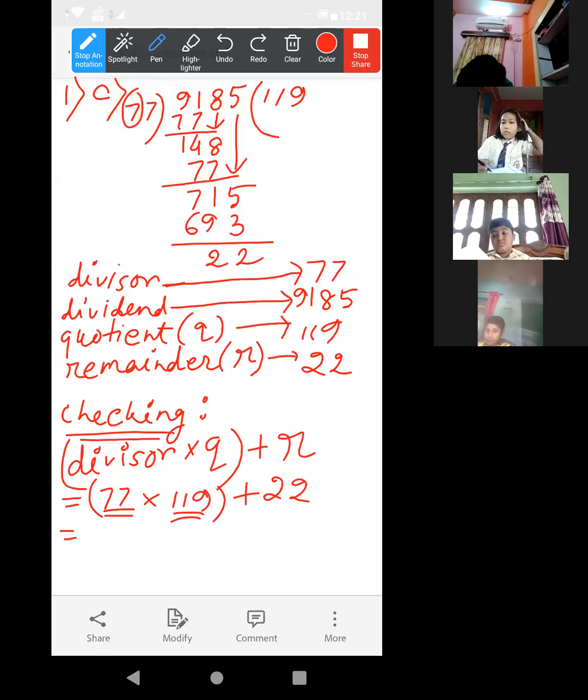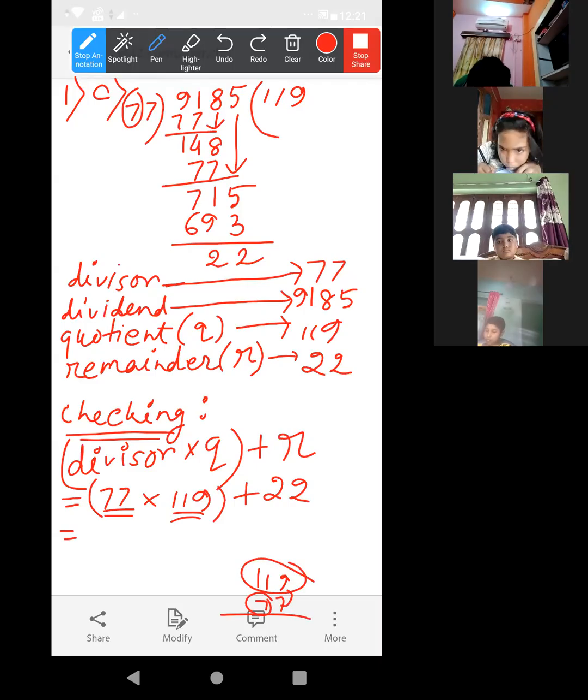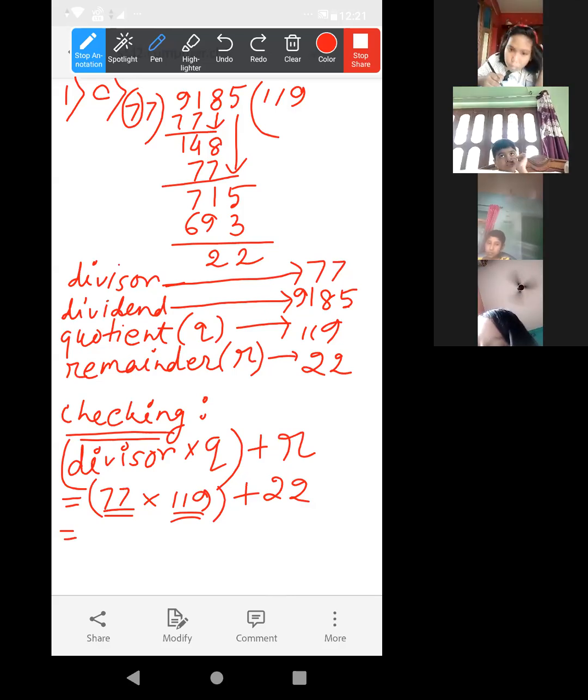I need to show the multiplication. This one is already done. You can do it yourself now. Just in this way, 119 and 77. First multiply this by 7, then multiply by another 7, then add. I am just directly writing the answer over there. It will be 9,163 plus 22.